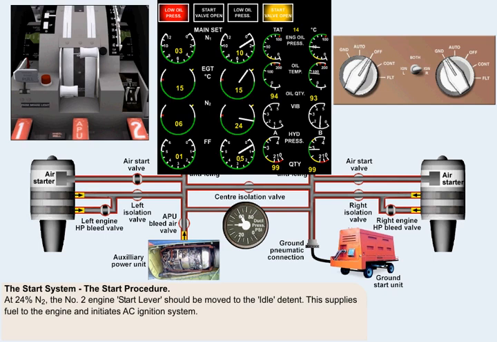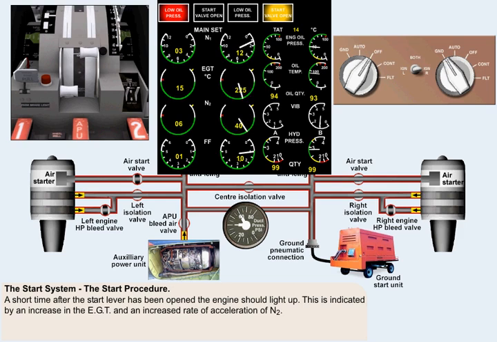This supplies fuel to the engine and initiates the AC ignition system. The operator should keep his hand on the start lever in case of an engine starting fault, in which case he should immediately close the start lever. On most twin or triple spool engines, it's advisable to ensure that the other spools are rotating in the correct direction, especially if starting engines with a tailwind.